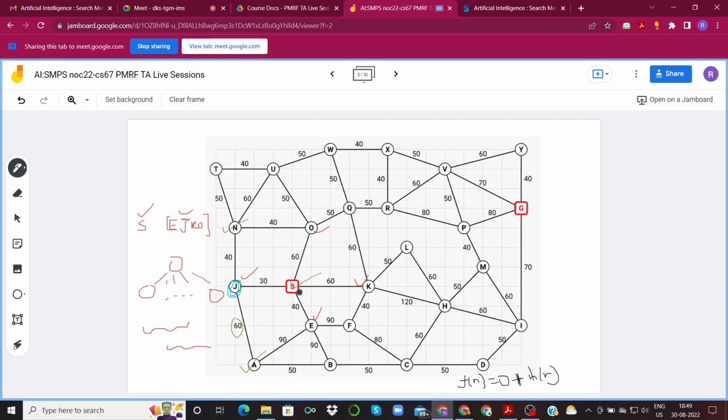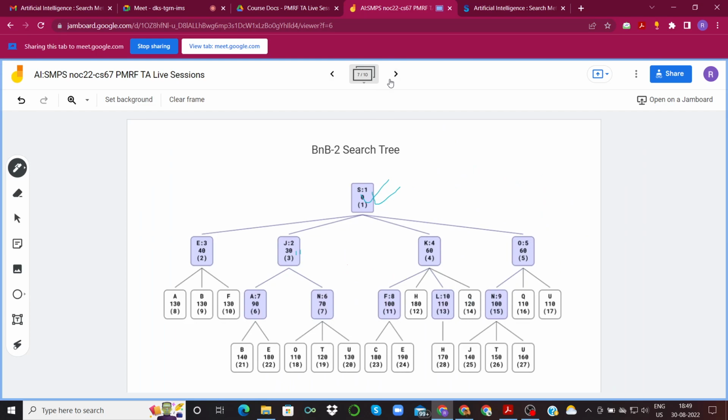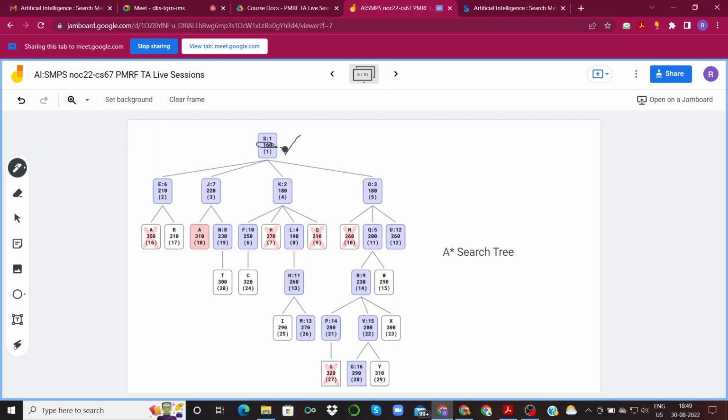If you just count the number of blocks, this is 1, 2, 3, 4, 5, 6, 7, 8, 9, 10, 11, 12, 13, 14, 15, 16. 16 into 10, which is 160 units. So the cost associated with S is 0 plus 160, or 160. Was that clear?